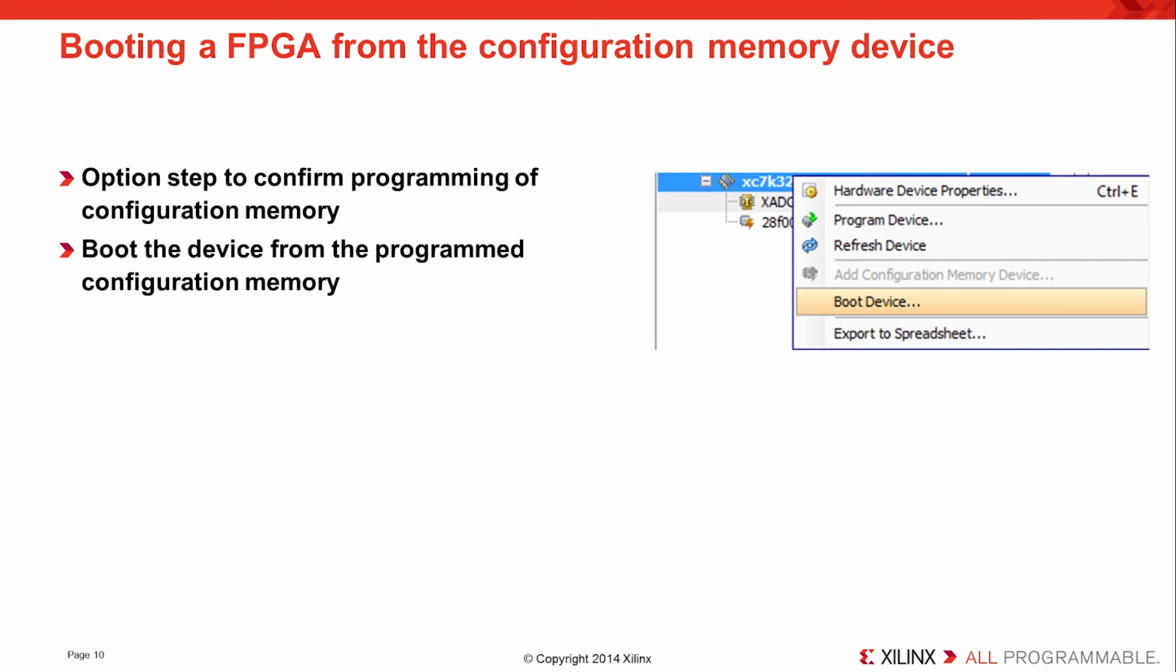Now that we have successfully programmed the part, we'll try to boot the FPGA with the configuration memory. This will ensure that configuration memory has been programmed correctly. We can do this by right-clicking on the FPGA and selecting Boot Device.